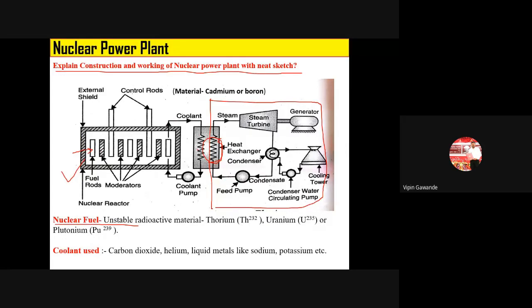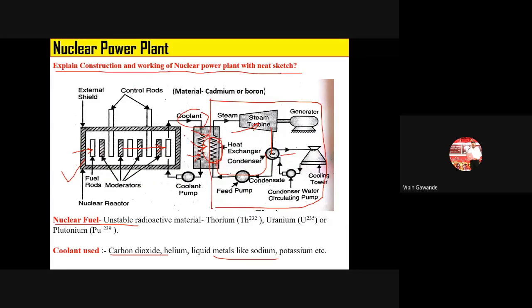So we are using coolants here. The coolant may be carbon dioxide, helium, or liquid metals. This coolant absorbs the heat from the nuclear reactor and supplies that heat to the water flowing through the tubes in the heat exchanger. When this water absorbs the heat, it is converted into superheated steam, which goes to the steam turbine, then the condenser, the cooling tower, and then comes back to the heat exchanger. This is the simple working of your nuclear power plant.